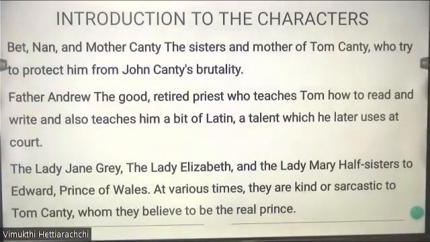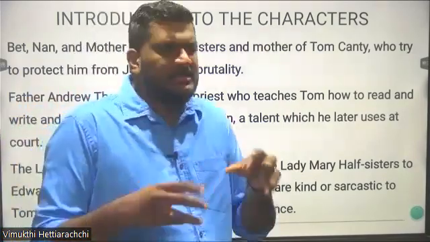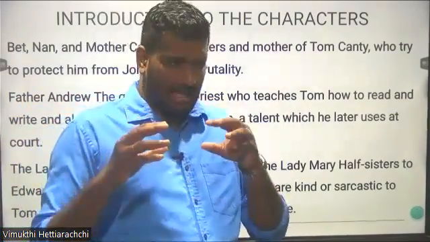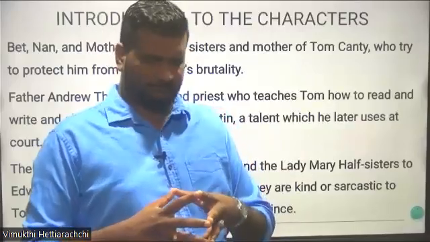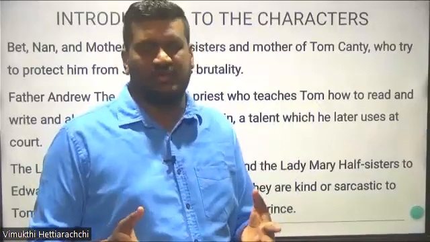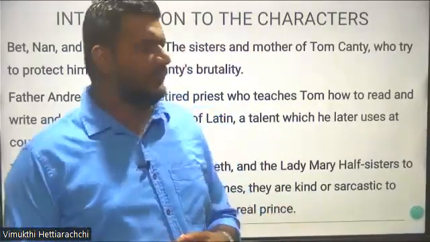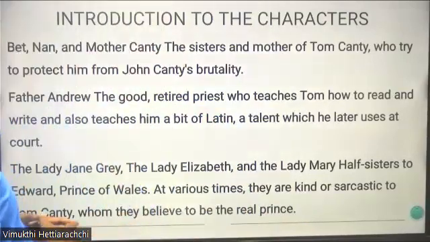Number one, Bet, Nan, and Mother Candy, the sisters and mother of Tom Candy, who try to protect him from John Candy's brutality. So I told you that Tom Candy's father is actually using him, abusing this particular boy in order to take money from him, right? So that he is a very much abusive father. On the other hand, Tom Candy was very much fortunate to find his mother, Beth, Nan, and Mother Candy, the sisters and mother of Tom Candy, who try to protect him from John Candy's brutality.